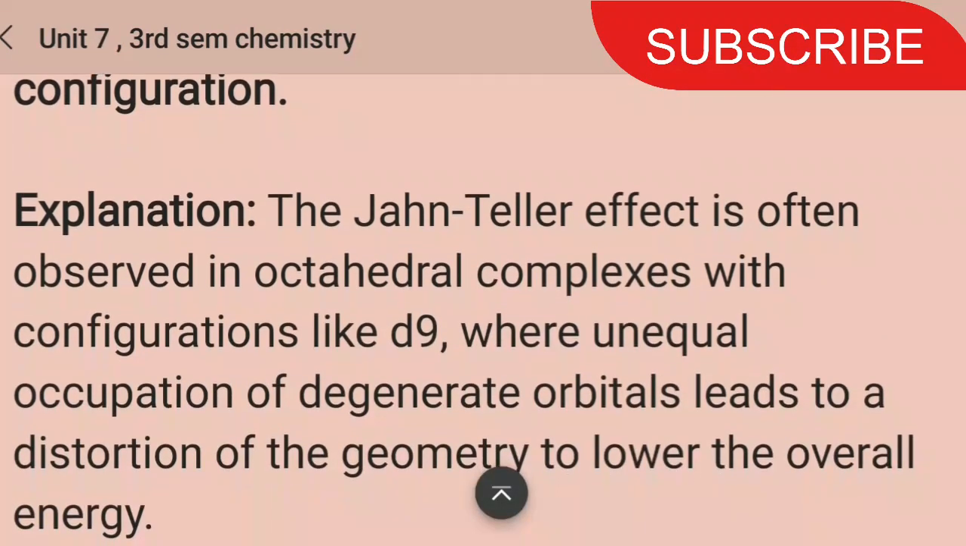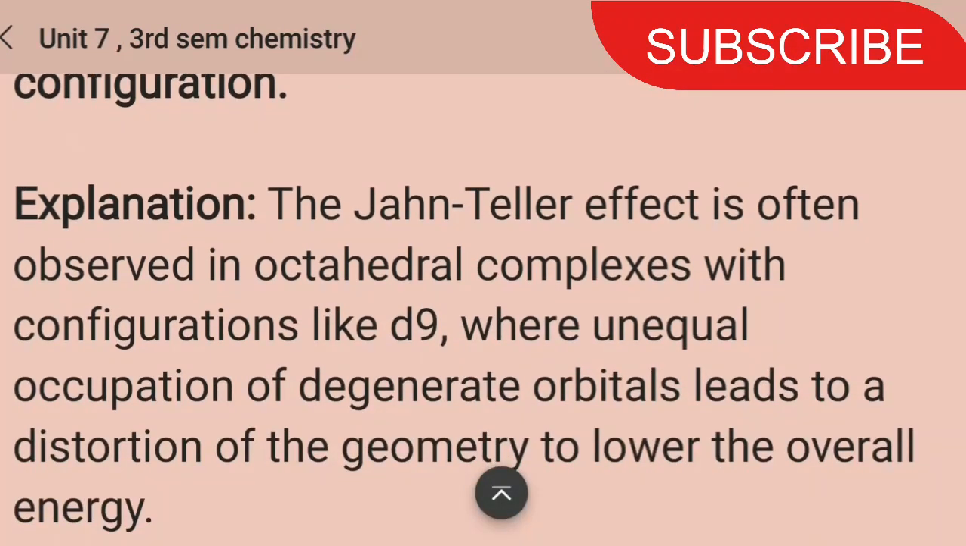Explanation. The Jahn-Teller effect is often observed in octahedral complexes with configurations like d9, where unequal occupation of degenerate orbitals leads to a distortion of the geometry to lower the overall energy.